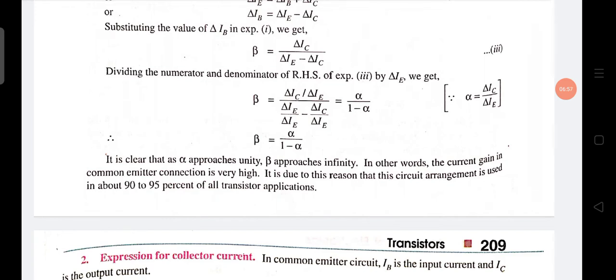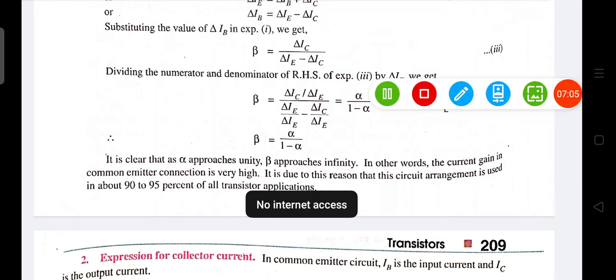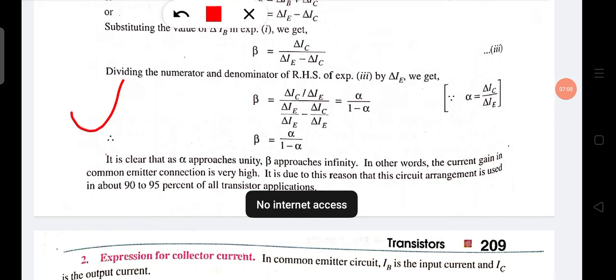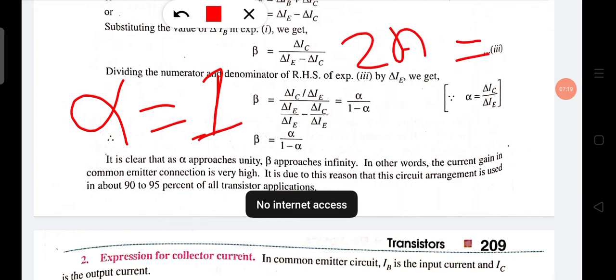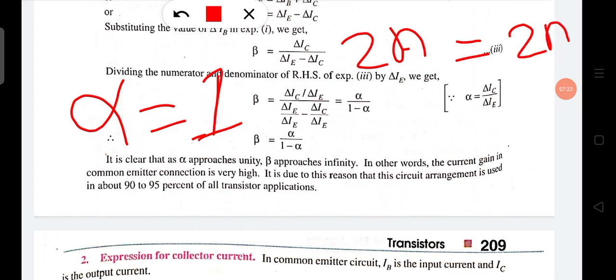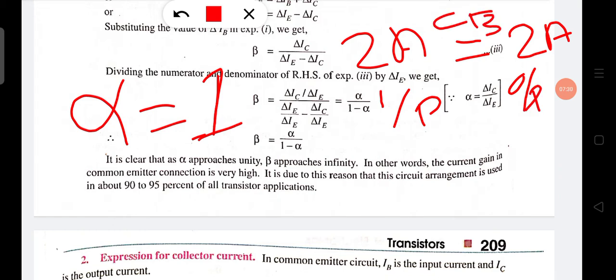Remember the current amplification factor in common base connection, which we solved in previous classes, is alpha, equal to a maximum of 1. That means if we apply 2 ampere at the input, we get a maximum of 2 ampere at the output. This is the common base.